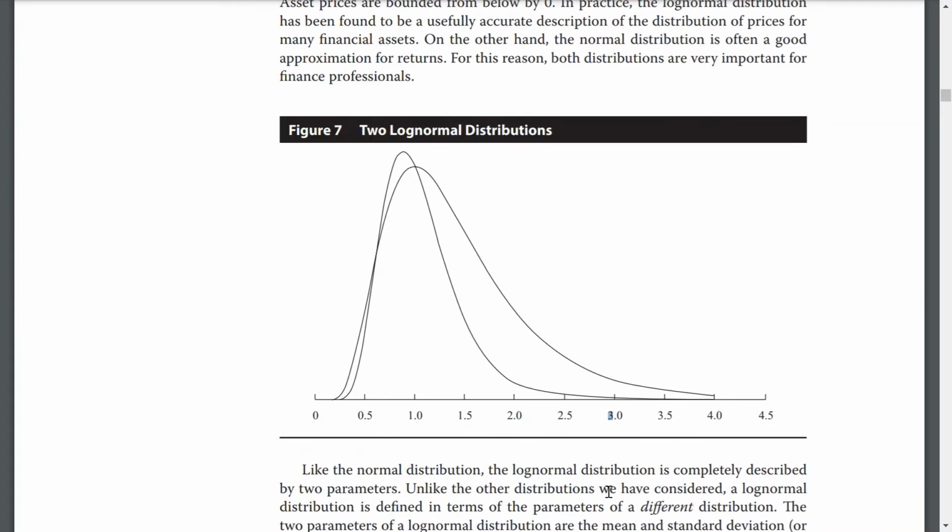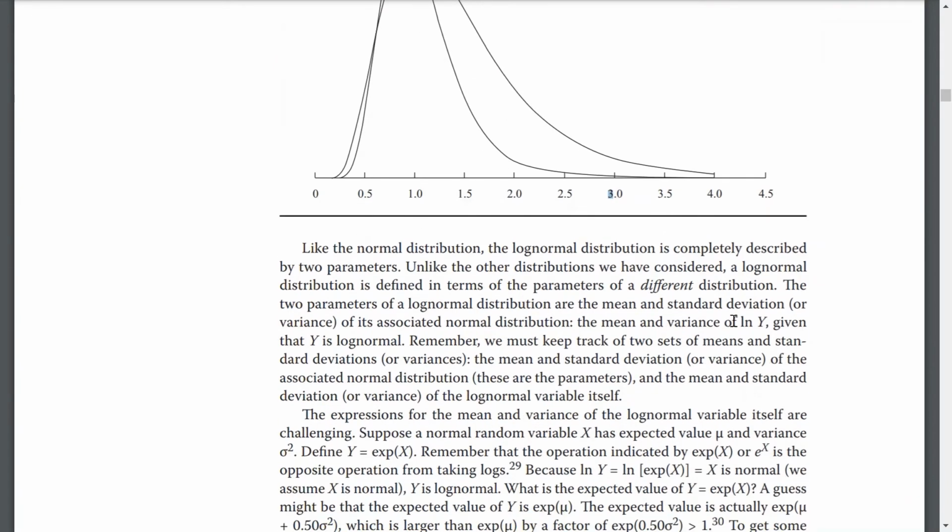Like the normal distribution, the log normal distribution is completely described by two parameters. Unlike the other distributions, we can consider a log normal distribution as defined in terms of parameters of a different distribution. The two parameters of a log normal distribution are the mean and standard deviation, or variance, of its associated normal distribution. The mean and variance of ln y, given y is log normal.